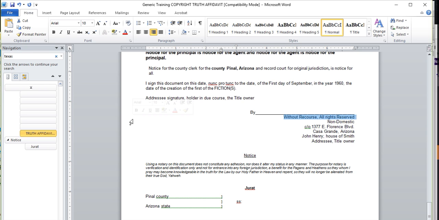Anyways, so you could do without recourse, but all rights reserved, you can't do that. But anyways, I'm going to take that out. Matter of fact, I will change it to what I currently put, which is with full responsibility for my actions.